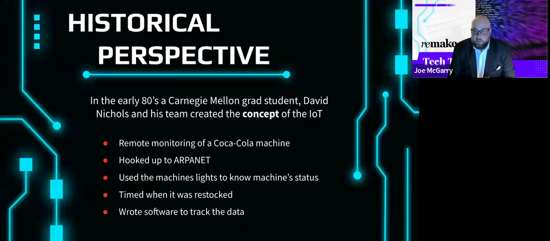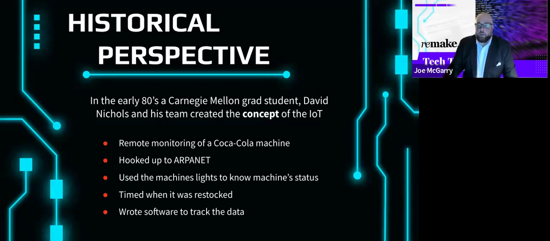So, like me, David Nichols had a love for Coca-Cola. And in the early 80s, this Carnegie Mellon grad student decided he was tired of walking from his office all the way down the hall, only to find the Coke vending machine out of Cokes, or the ones that he did find were warm. So he came up with this idea. What if he could remotely monitor this machine and know if they were cold and know if it was stocked full of Coke? So he proposed this idea and he gathered a team of 3 other men, and they came up with this software that was able to use the lights in the machine when they would blink and let you know how many Cokes were in that machine.